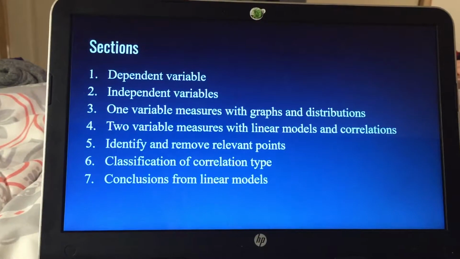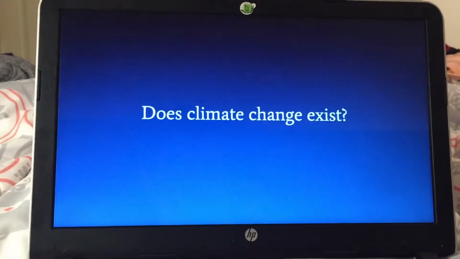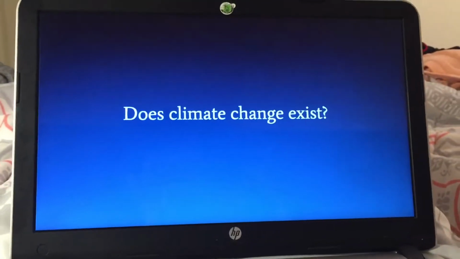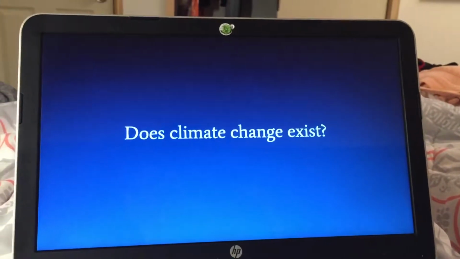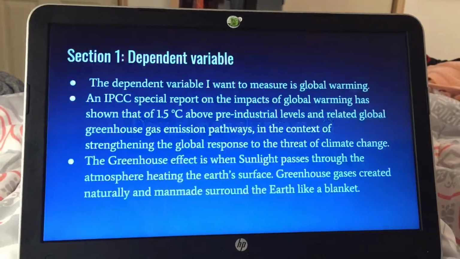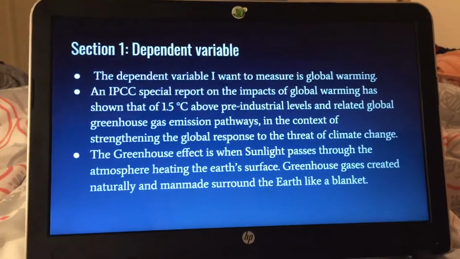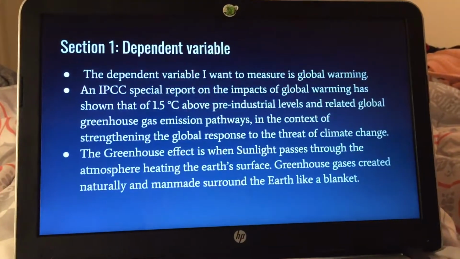These are the sections that I will be covering. The question that I asked was, does climate change exist? And when asking if climate change exists, there are several factors that I have analyzed. The dependent variable I measured was global warming.